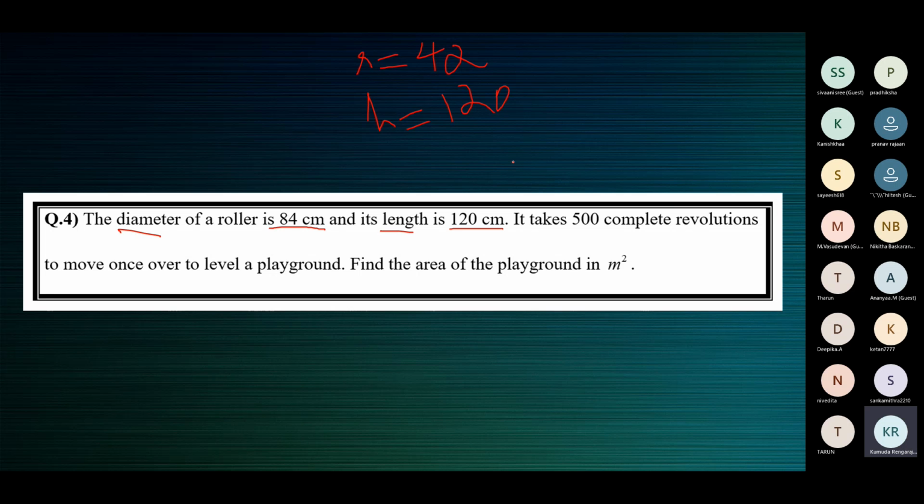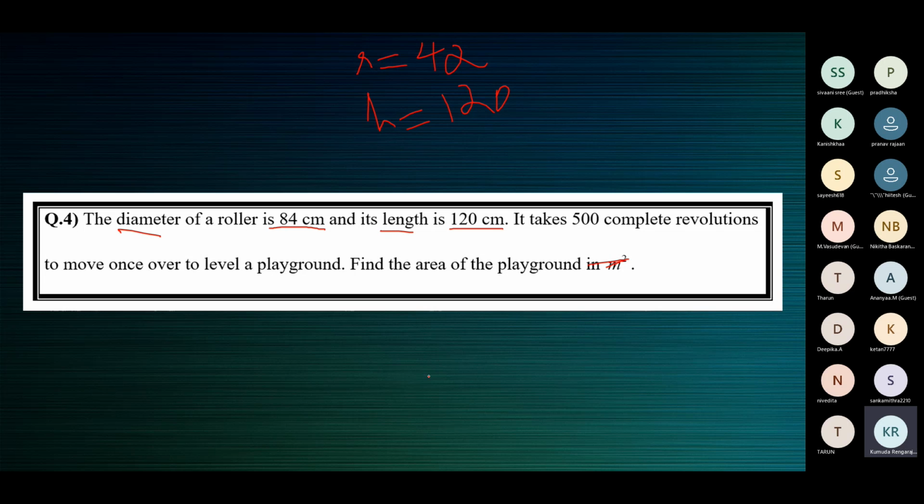It takes 500 complete revolutions to move once over to level a playground. So the playground has to be leveled using this roller. The roller has to make 500 revolutions to completely level the playground, that is, to cover the entire top area of the playground. Find the area of the playground in meter square. Forget meter square. We have to find the area of the playground.